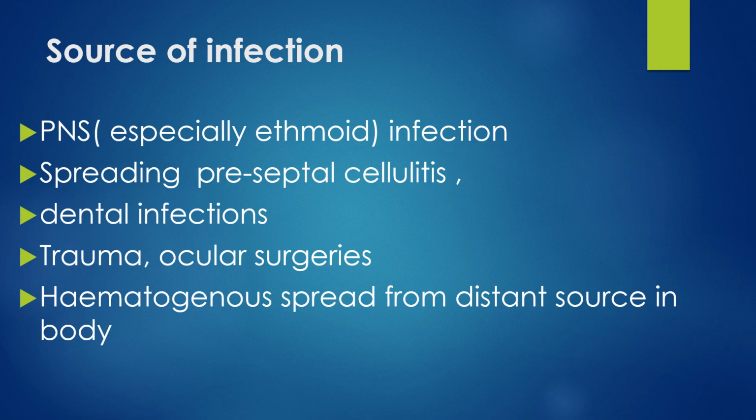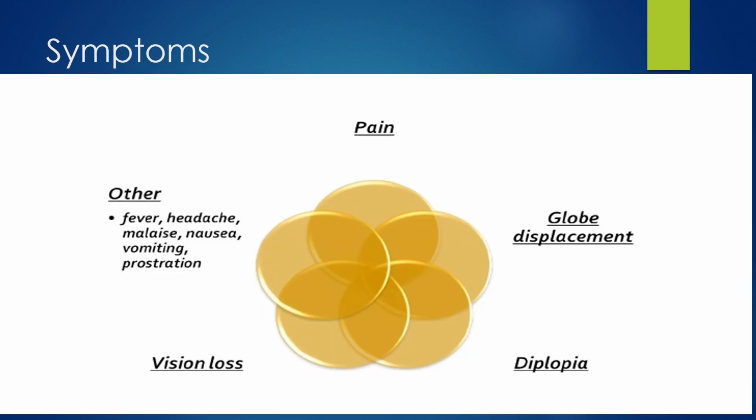Dental infection can spread into the sinuses, the maxillary sinus, and from there it can spread into the orbit. Trauma and ocular surgeries may cause direct inoculation of the infective material. Hematogenous spread from distant sources may also spread to the orbit.